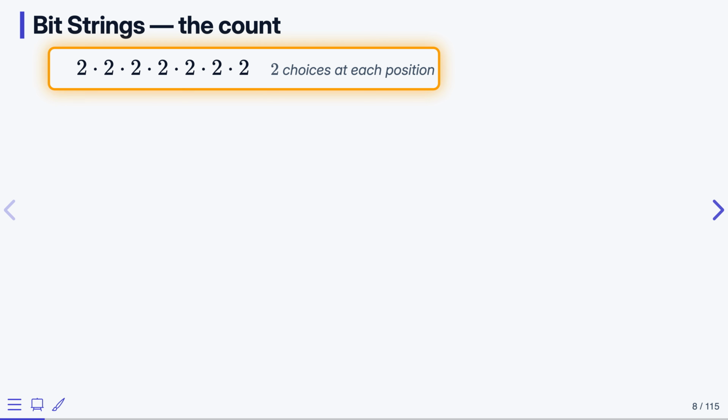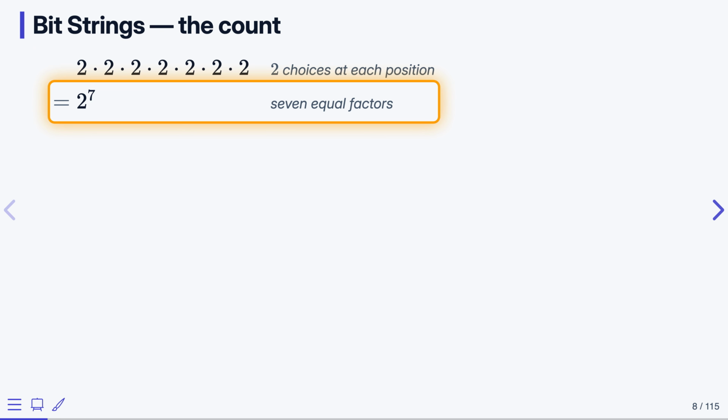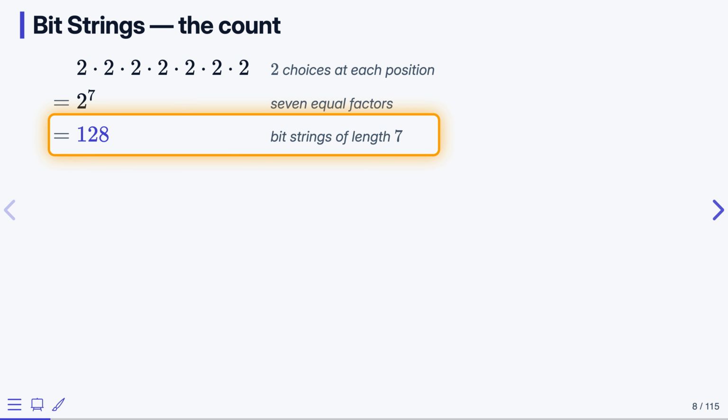We write the working out. Line 1. 2 choices for the first bit, 2 for the second, and so on. 7 2's multiplied together. Line 2. 7 equal factors is just 2 to the power 7. Line 3. 2 to the power 7 is 128, so there are 128 bit strings of length 7.